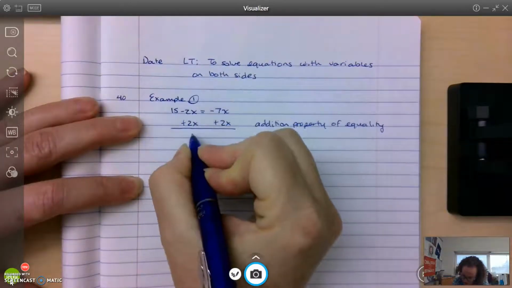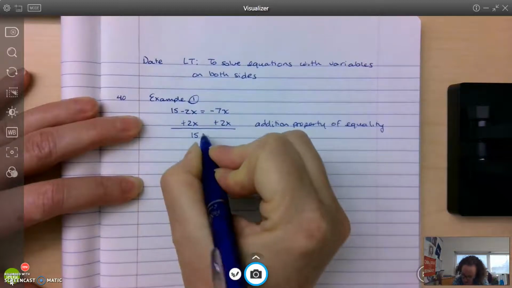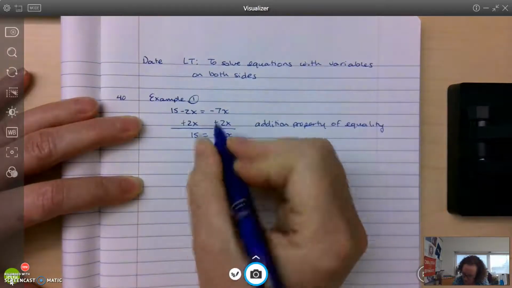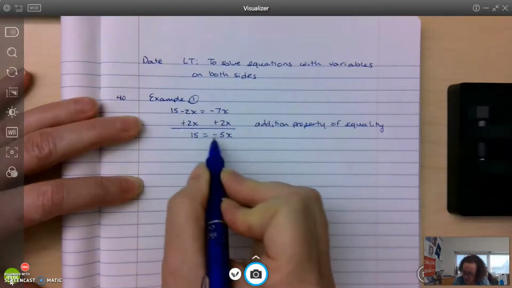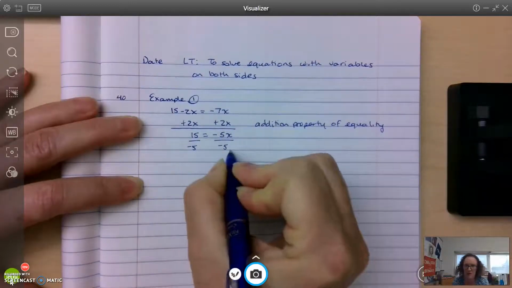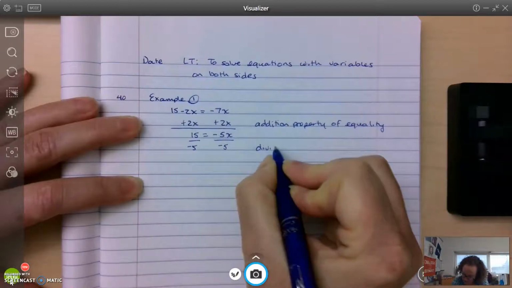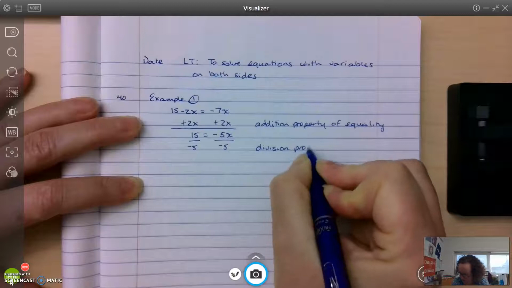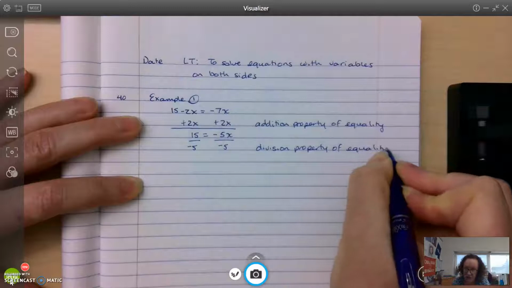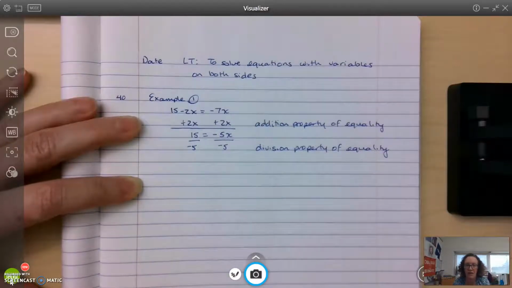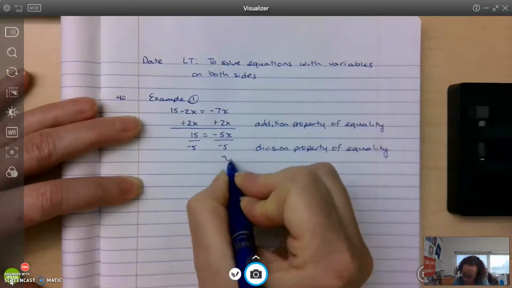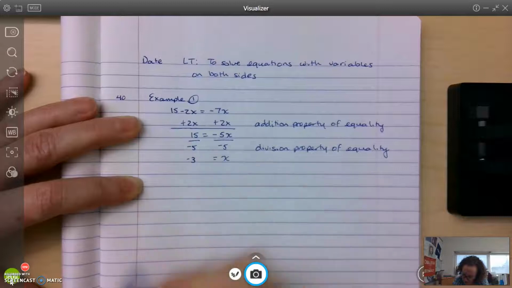So then on this side I am left with just 15, and on this side I have negative 5x. And now I can just go ahead and solve it because I have my constants on one side, my variables on the other. So I'm going to divide by negative 5. What allows me to do that is the division property of equality. Sometimes you're going to be asked, especially when you get to geometry next year, what properties allow you to do certain things. So this is the division property of equality. So I now have x equals negative 3.